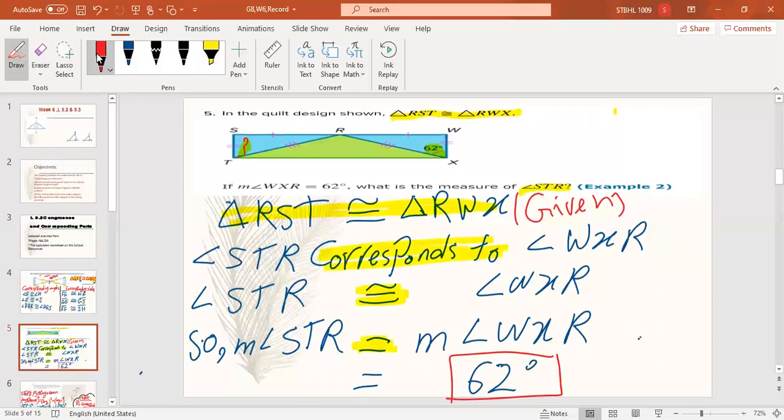That's it. All of the point is about how to figure out the corresponding angles. So use the given and then find the corresponding angles. They will be congruent, then equal in measure, and that's it.